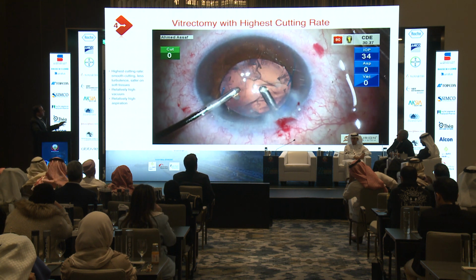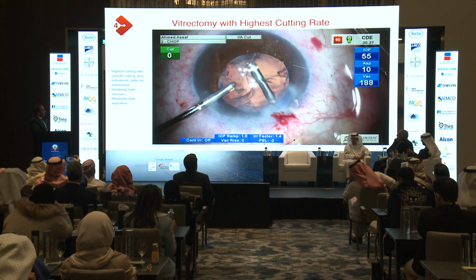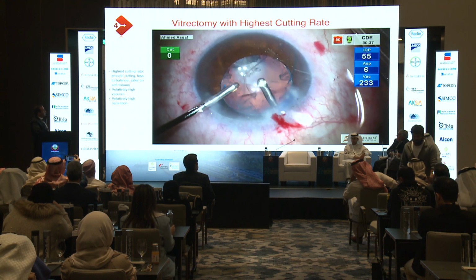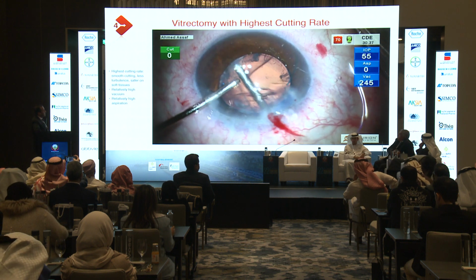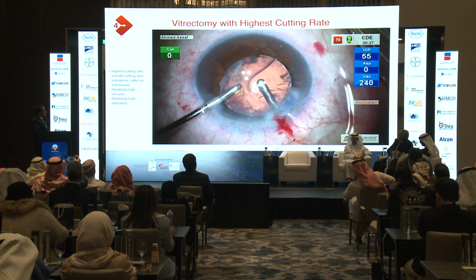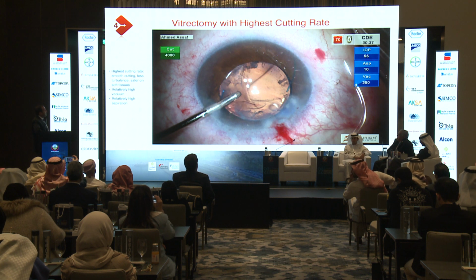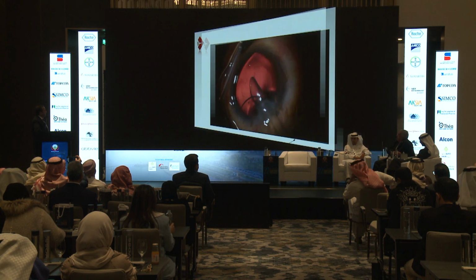And here we can switch between irrigation. This is irrigation aspiration cut. This is just to remove the cortex. You can see that some of the cortex is still present in the capsular fornices, so we can deactivate the cutting and then do some irrigation aspiration to remove the cortex, and then continue again with the highest cutting rate. Next slide, please.